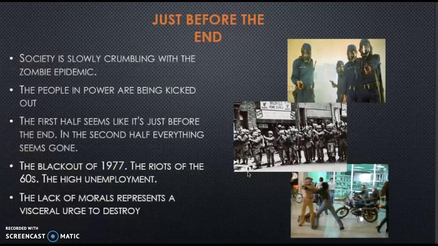Just before the end, society is slowly crumbling with the zombie epidemic. The people in power are being kicked out by the underlings. Society is crumbling slowly, but you can see the destruction happening everywhere. The zombie army is slowly moving across the country. Politicians and police have no more power. People are either killing them or they themselves are fleeing. It's ominously hinted that things will only get worse. It's verging on a scavenger type of world soon.